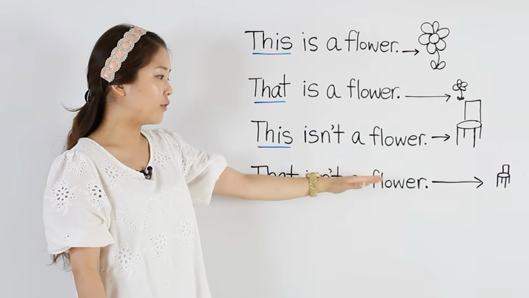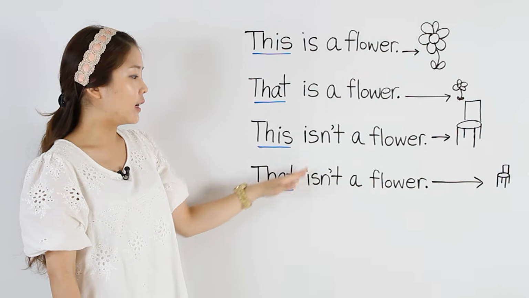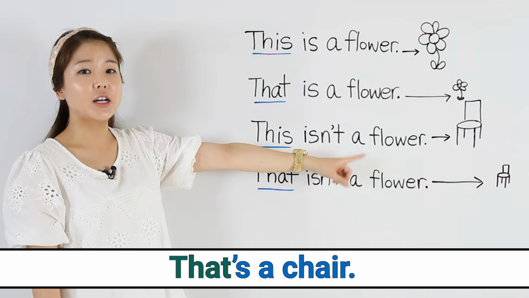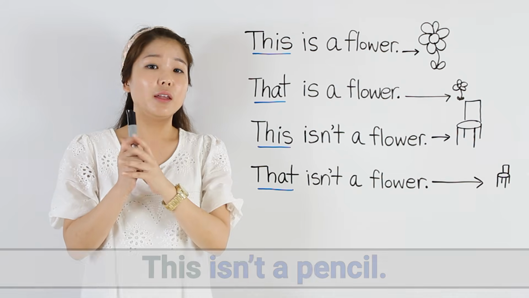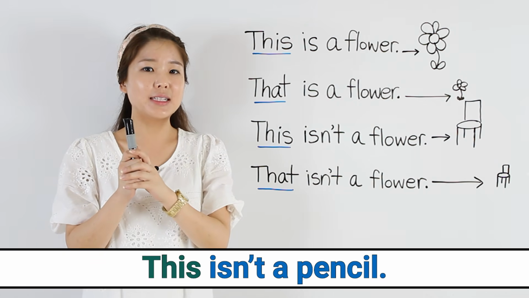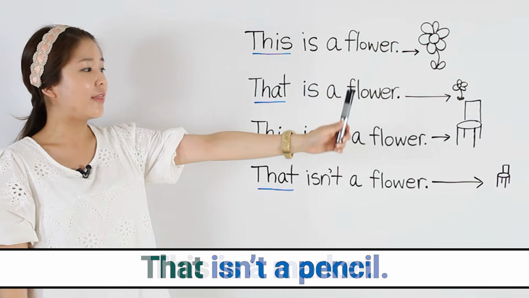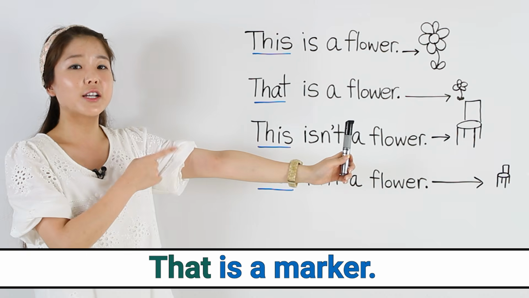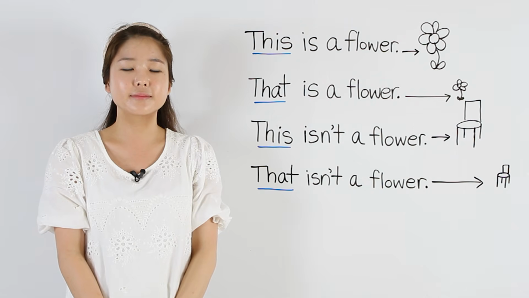That isn't a flower. It's far away, so we say that. Again, we have isn't a flower. That's a chair. And let's take another example. This isn't a pencil. This is a marker. And that isn't a pencil. That is a marker. Okay, let's move on to the next part.